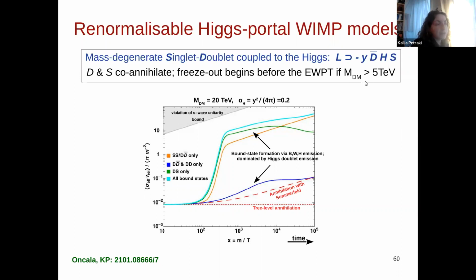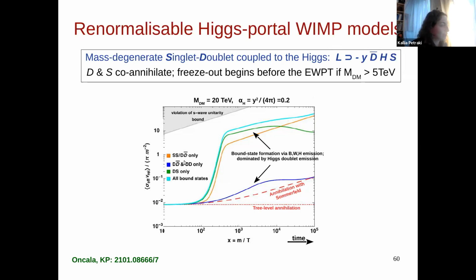First of all, if dark matter is heavy enough, if it is heavier than 5 TeV, freeze out begins already above the electroweak phase transition, so we should consider the whole Higgs doublet, not just the Higgs boson. But even if it happens below the electroweak phase transition, there is the Goldstone boson equivalence theorem that ensures that these effects actually remain important. So here, because we have a doublet and a singlet, we have many different kinds of bound states. I don't have time to explain all the technicalities. It's quite involved, even though the model is simple.